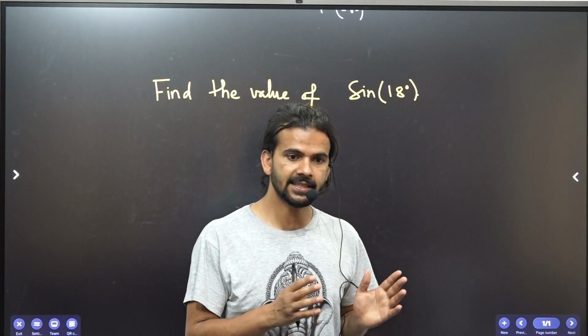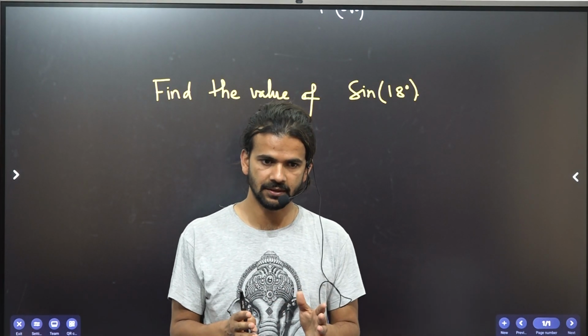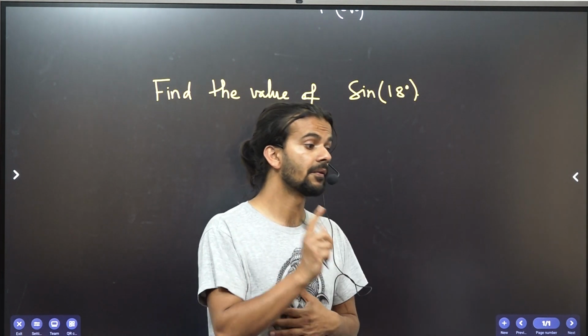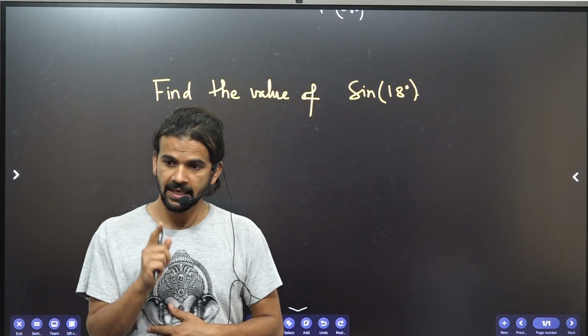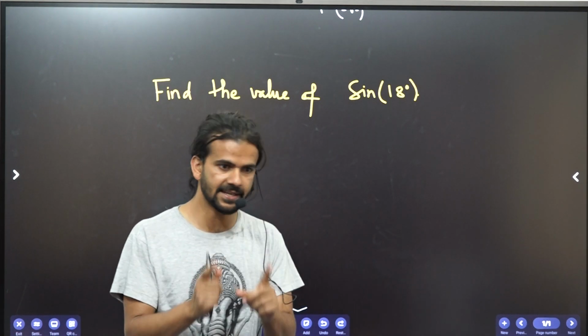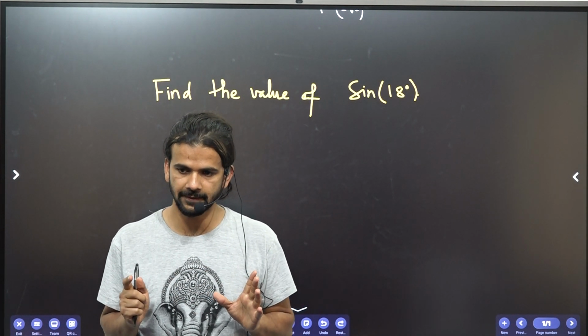What is that? 18 times 2, 36, right? We don't know the value of 36. But of what multiple do we know? 5. Right? 18 times 5 is 90. We know the value of 90. Sine 90, cos 90. Right?